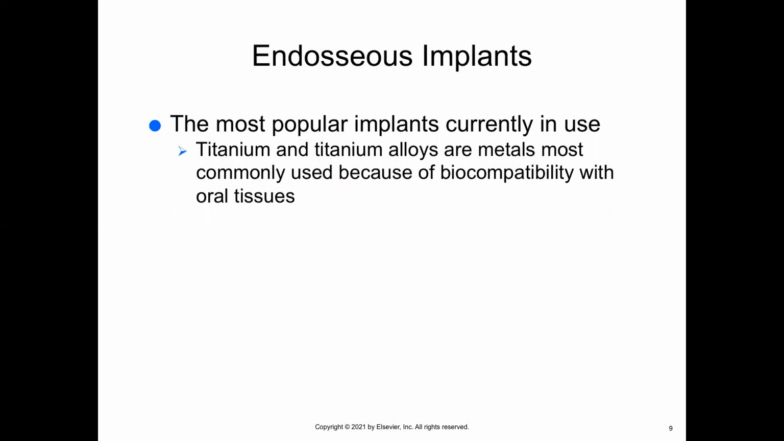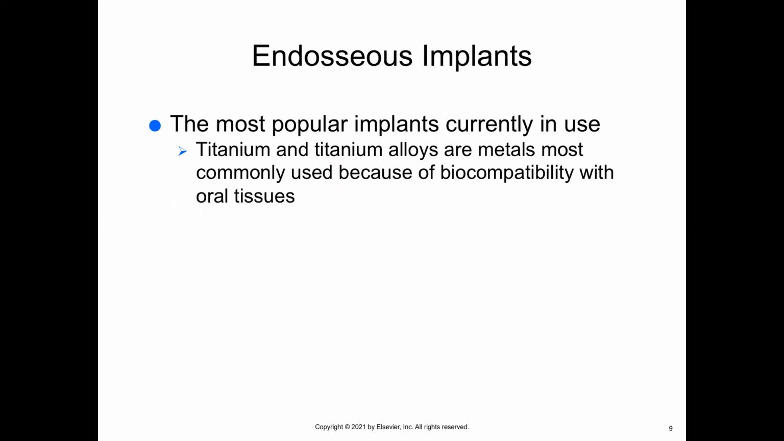Then the endosseous implant. This is the most popular implant that is used today. It has the highest success rate, and these are placed into the bone and act like a root substitute for missing teeth that supports a crown or a prosthesis. We'll be focusing mostly on this type of implant throughout the chapter.